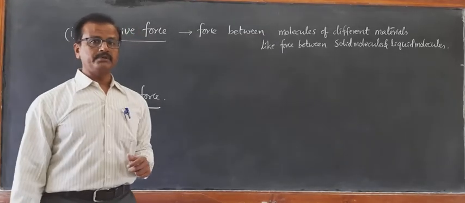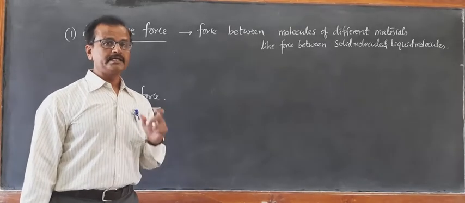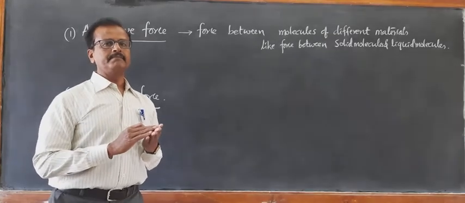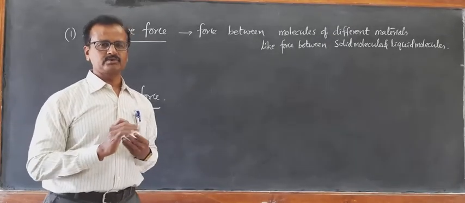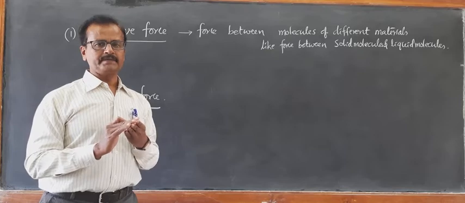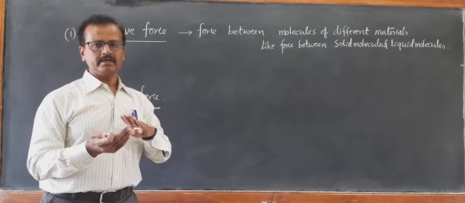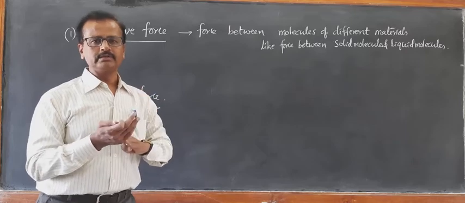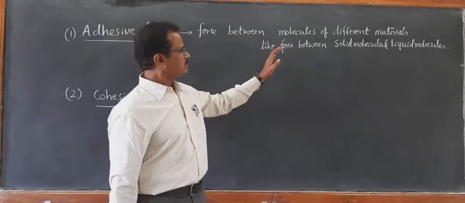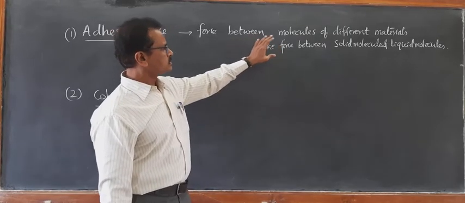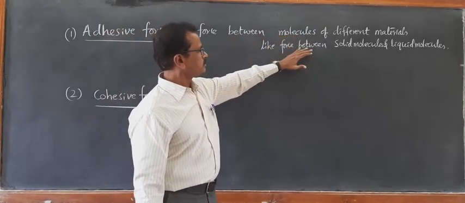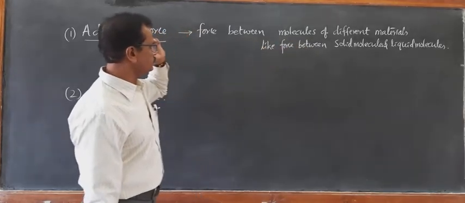The term adhesive you are well aware of. Adhesive tape: if you take adhesive tape, it can be used to stick on any solid surface. There is a paste of adhesive on that. So adhesive tape can be used to stick on paper, on glass, on wood, on metal. So adhesive means there is an interaction between solid molecules and liquid molecules. The force existing between the molecules of different materials is called adhesive force.